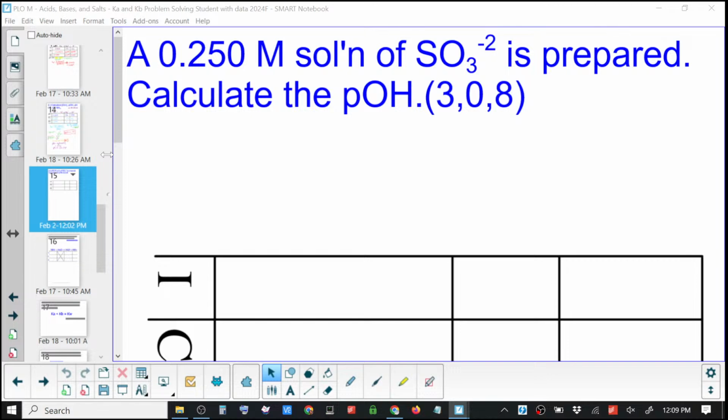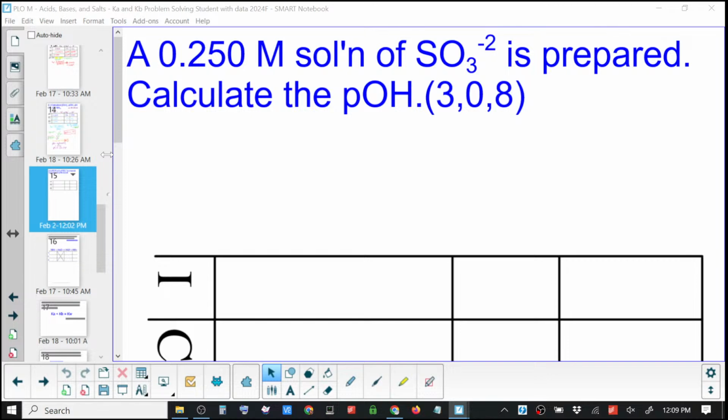Find the K and divide it from K. And then you cannot use the straight Ka. What's the K of SO3? Is it 1 times 10 to the negative? So it comes out to Kb. It's one of the few equations where you actually mess up the Ka and the Kb.